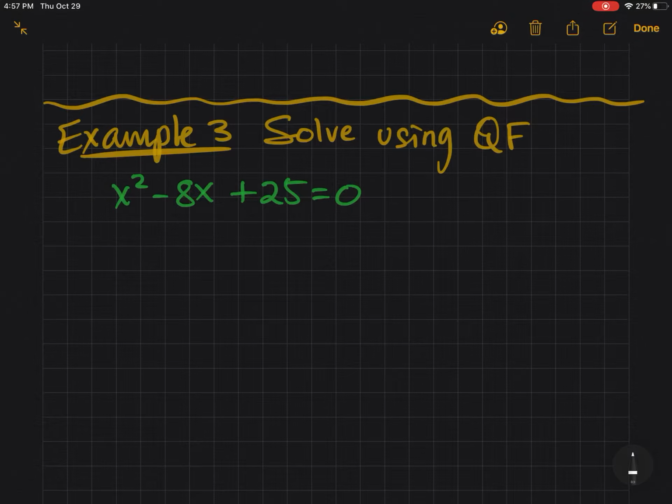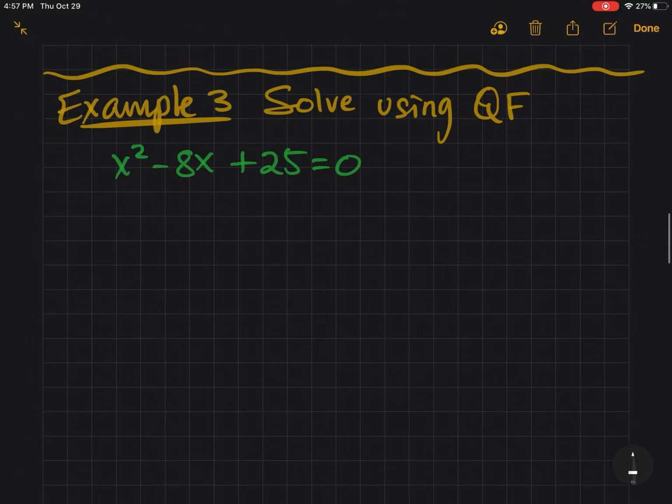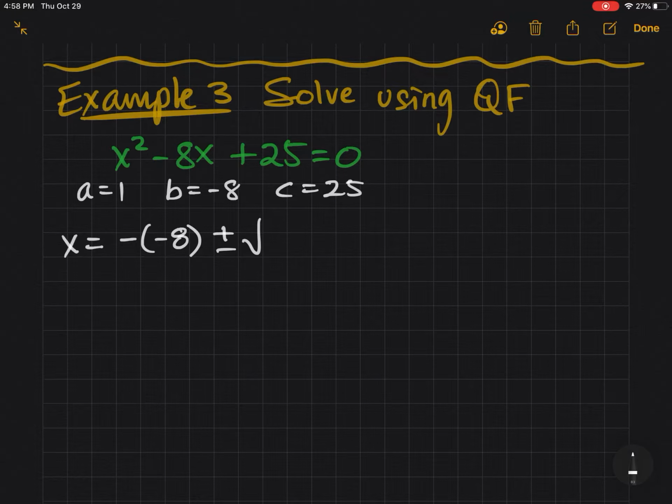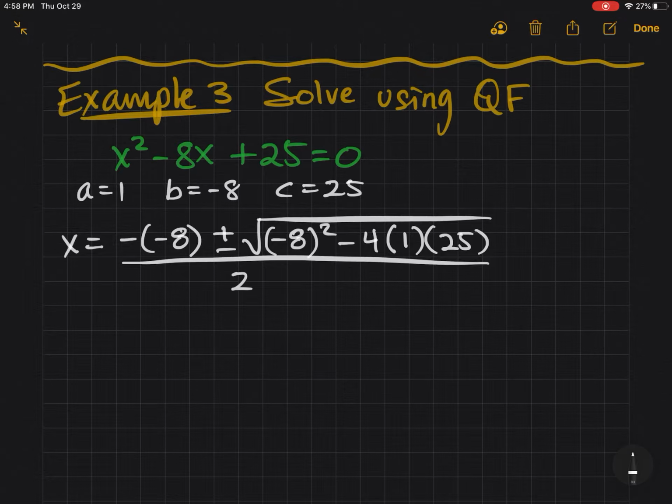Let's do another problem. Just trying to get some practice here. So A is 1, B is negative 8, and C equals 25. Also, I can quickly see it's not factorable anyway. X equals negative a negative b. Ooh, be careful there. Plus or minus the square root of negative 8 squared minus 4ac all over 2a.